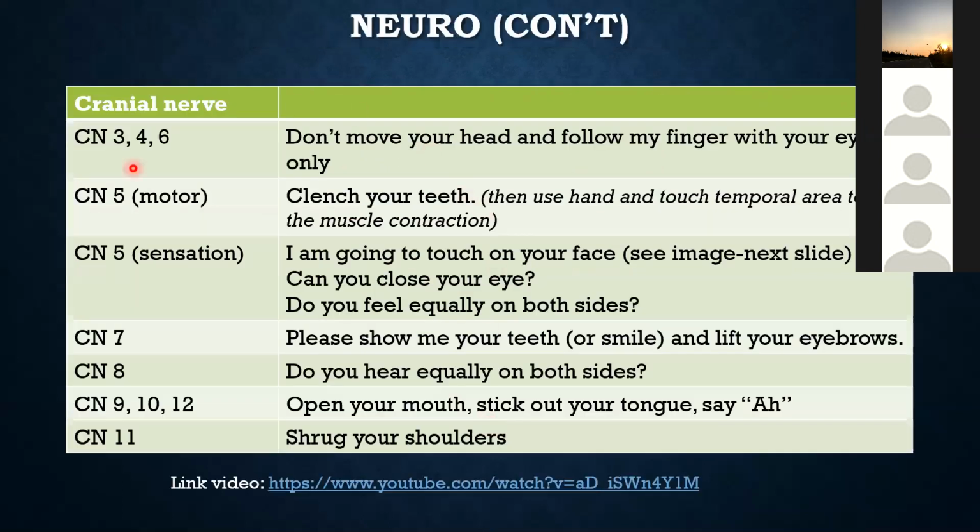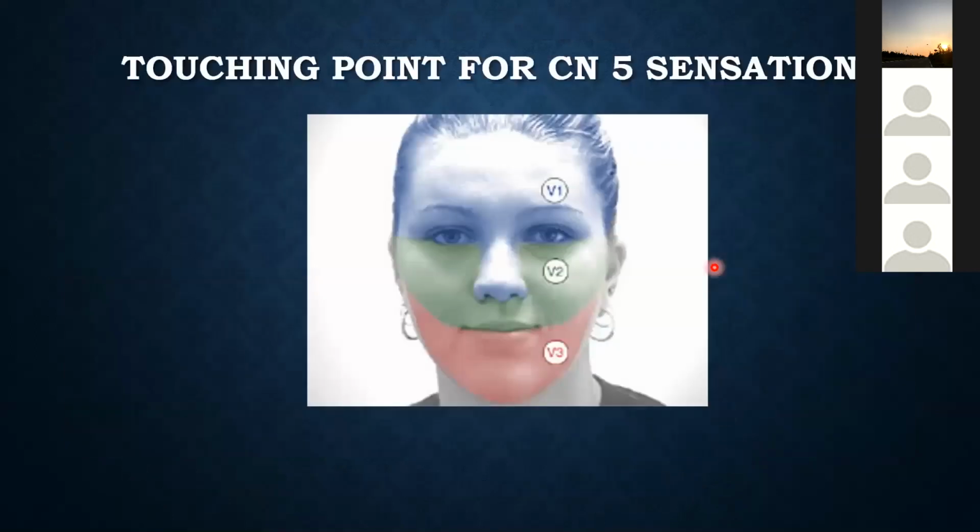For the neural part, the next part is the cranial nerve. We learn how to do the examination of the cranial nerve. This is a link that you can watch to see how to do the cranial nerve examination. And just a quick recall for you guys.